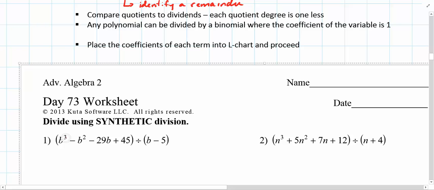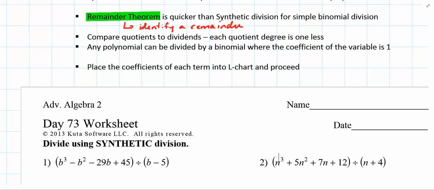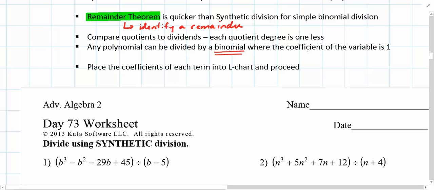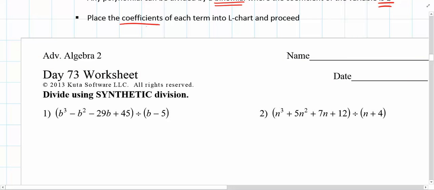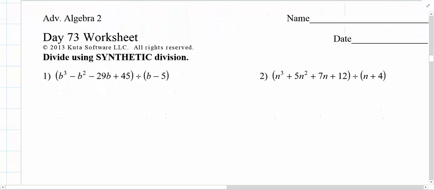So in each of these cases, if I start with a b cubed, or n cubed in this case, the end result would end up being a b squared or an n squared. The degree is always 1 less than the original dividend. Now, in order to use synthetic division, we can only do that if we have what's known as a simple binomial, and that means that the coefficient of the variable is equal to 1. All of the examples that I'll show today in which we use synthetic division will meet this criteria. Finally, we place our coefficients of each term into the L chart, and we proceed.